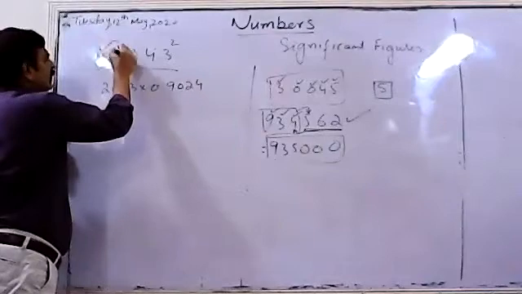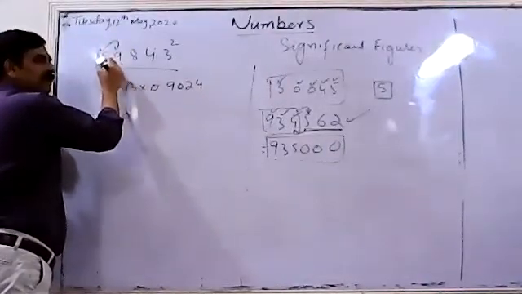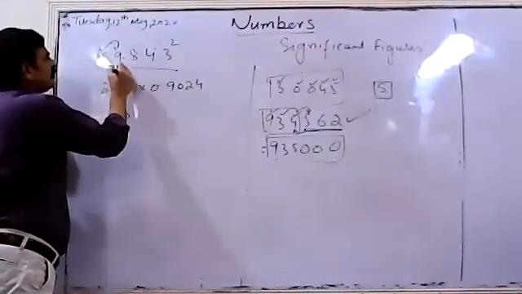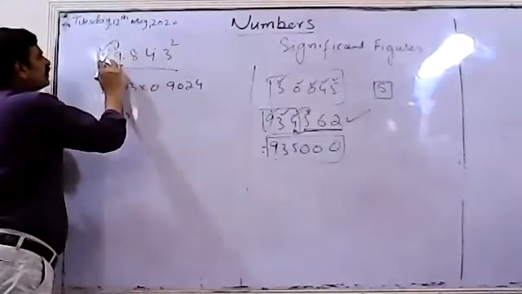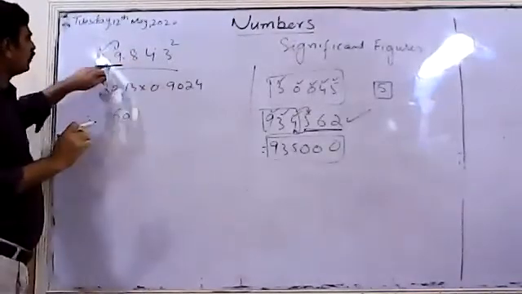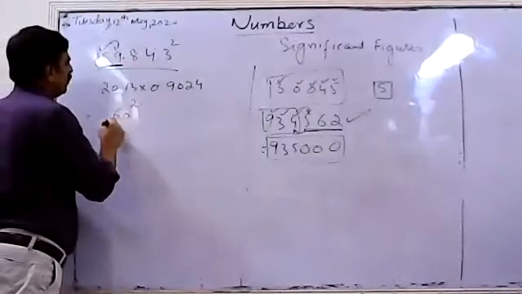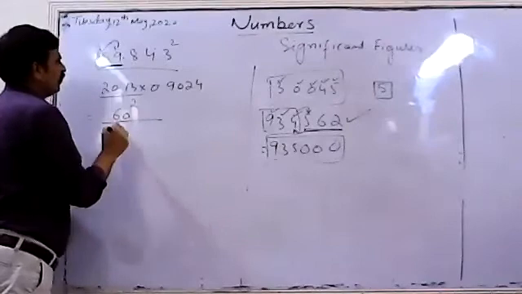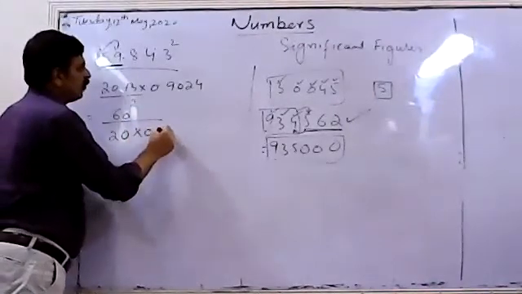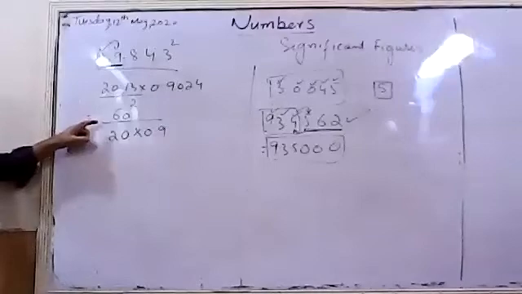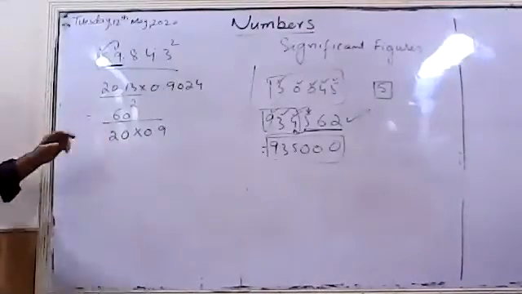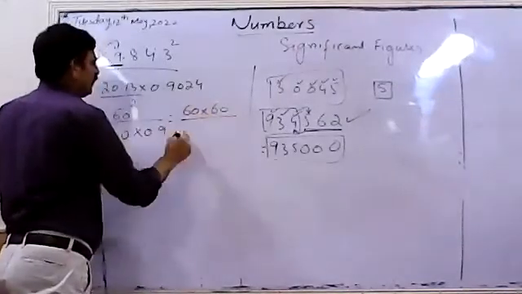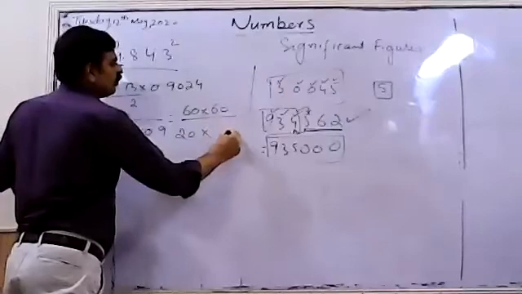The next number is 9. We will add 1 to the previous value, that is 5. It will become 6. Before the decimal, this number is known as a whole number, so there are 2 digits in this whole number. We will write 0 to make 2 digits: 60. So 60 squared over 20 multiplied by 0.9. I have written all these values up to one significant figure. 60 squared means 60 multiplied by 60, over 20 times 0.9.